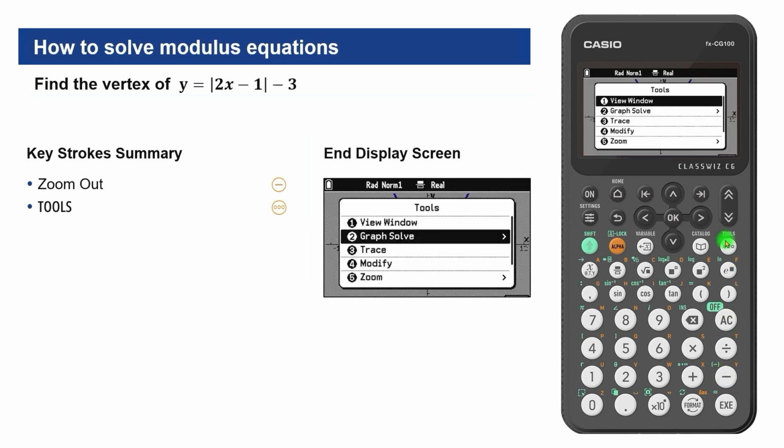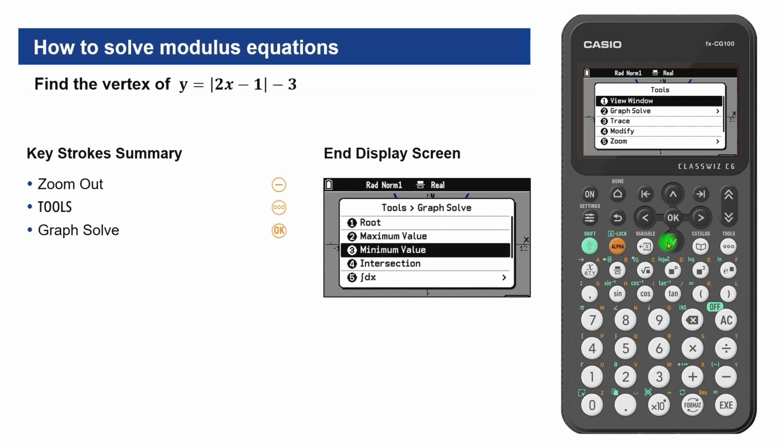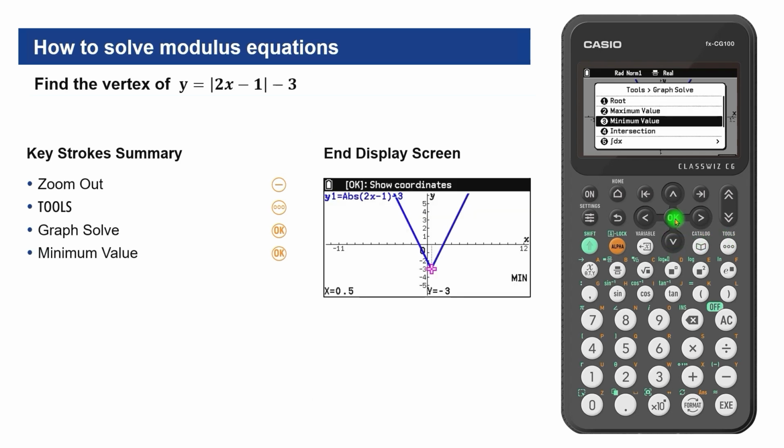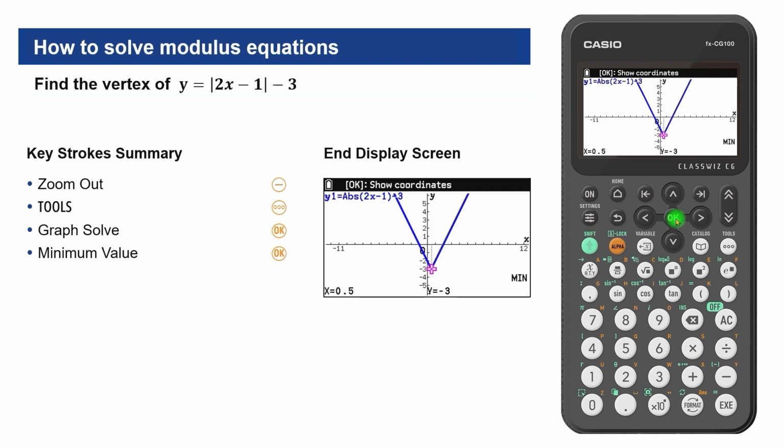Press Tools and select Graph Solve as before. Then select Minimum Value. The vertex is found with the coordinate values shown. Pressing OK shows the coordinates, and press back to end the analysis.